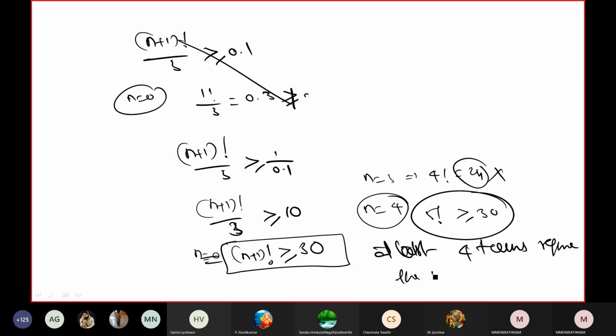The remainder will be within 0.1. Okay, now likewise we have to find the remainder estimation.